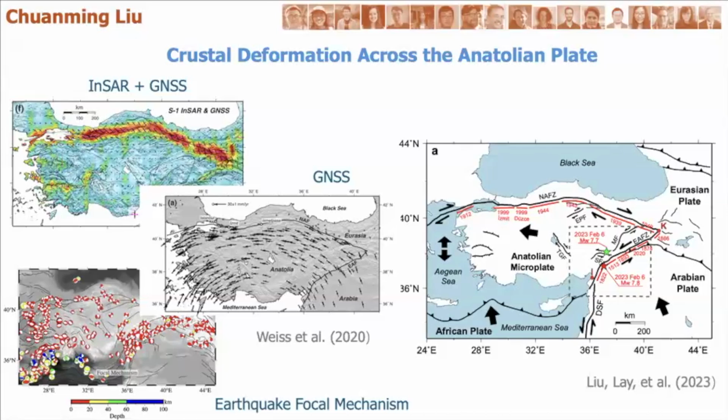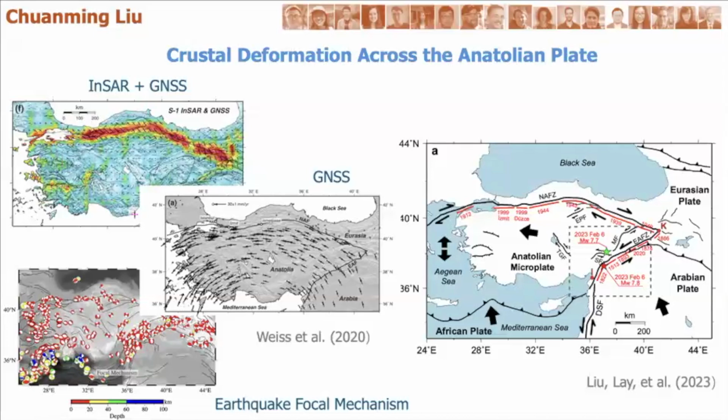And over here, why study the seismic performance in this region? We can also study the crustal deformation or the surface deformation, and we can use GNSS and InSAR, and we can see the concentration of the deformation along the two large scale structural fault zones.